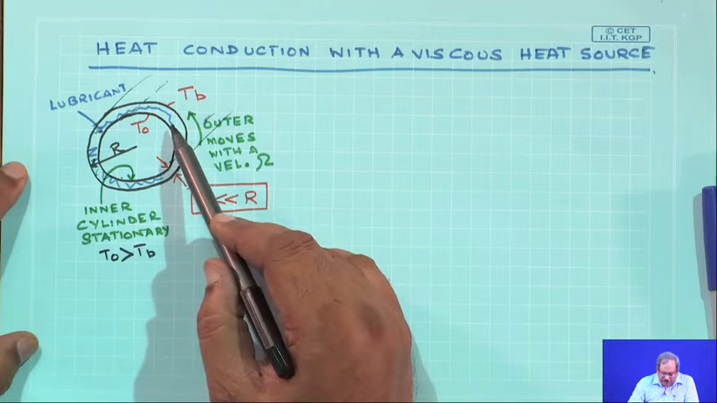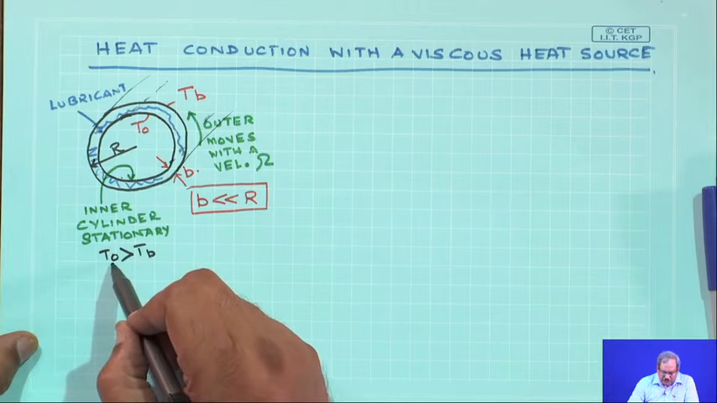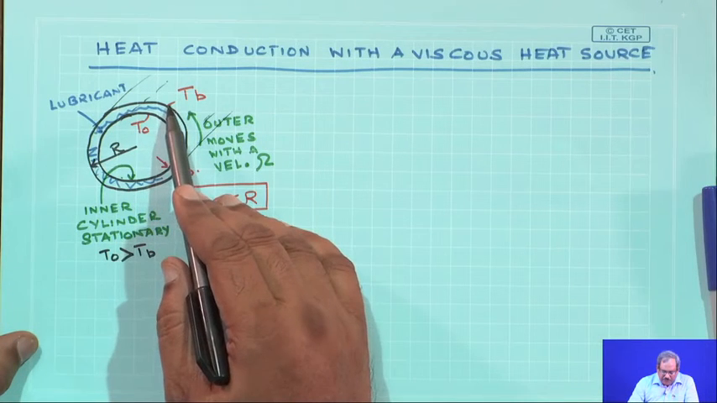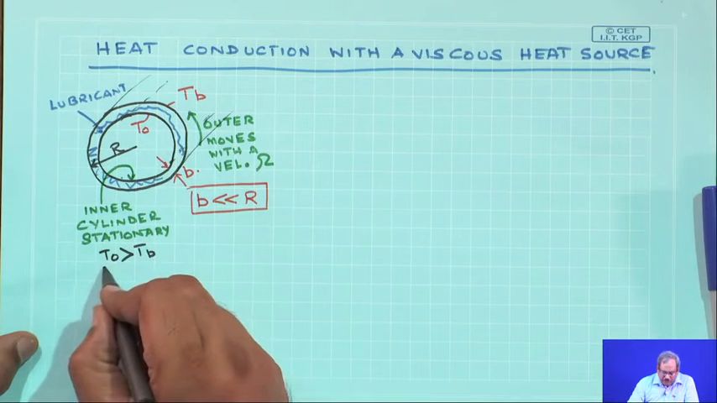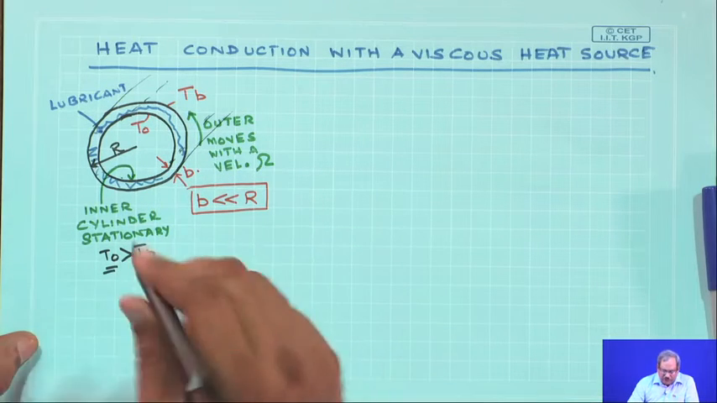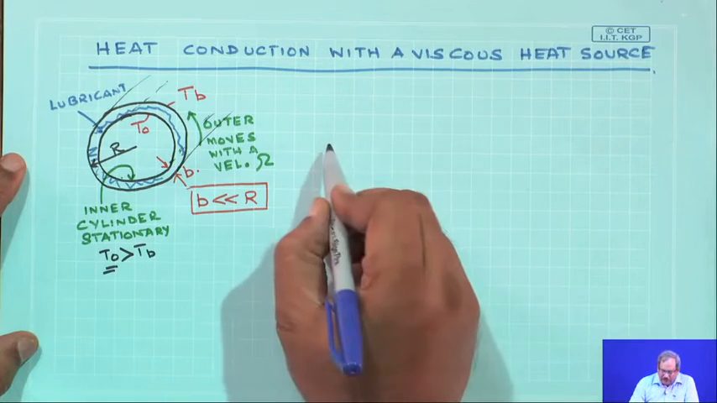Am I safe to assume that the maximum temperature of the lubricant is going to be T 0, and of course, the minimum is going to be T B, and therefore, my selection of lubricant should be based on T naught. So, this is the system that I would like to model and analyze.